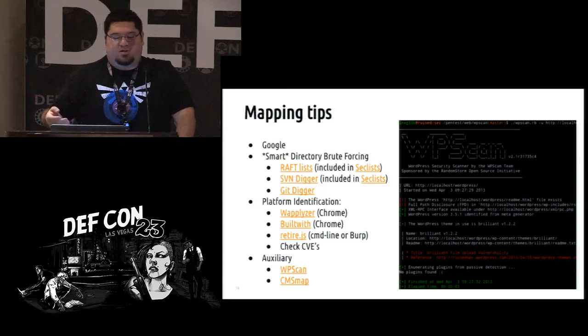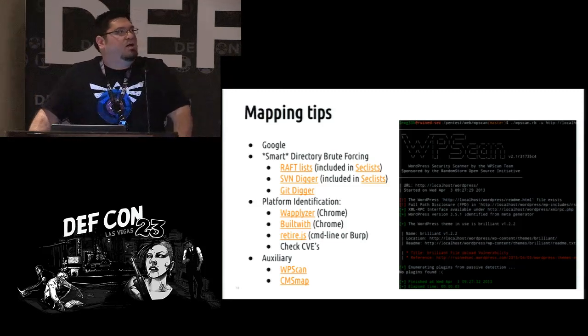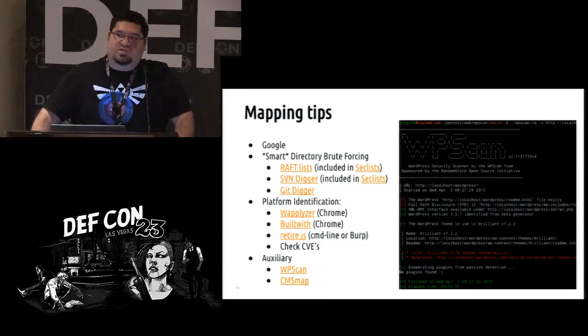There are some other lists that are better for this type of work. The Raft lists came out of a talk maybe 4 or 5 years ago. Raft was an application proxy, a decent one, but it's since been discontinued. Its lists for directory brute forcing have lived on. They are a spider of the internet's robots.txt files, so everything that everybody doesn't want you to see is in this directory brute forcing list.